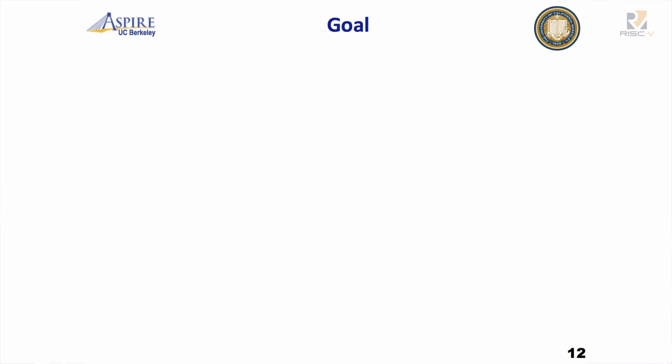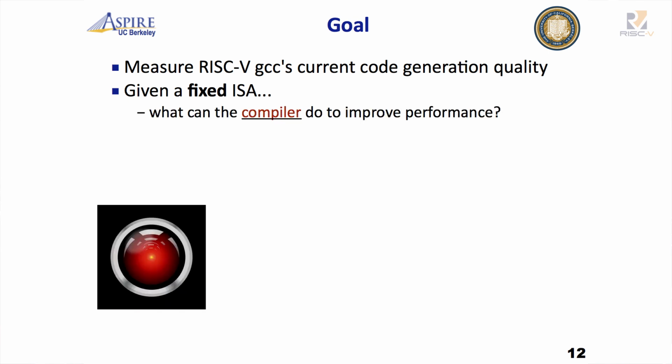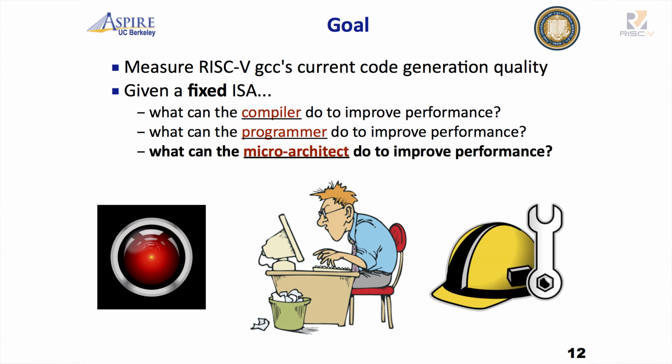So our goal here today is to get a baseline to measure the current GCC quality of the RISC-V port. And once we have this data, there are some other things we can learn. Given that the RISC-V user-level ISA is fixed, what can we do to make the compiler better? Given a fixed user ISA, what can the programmer do to improve their performance? And given a fixed user-level ISA, what can the microarchitect do to improve the performance of the processors? The last one is what I'm going to focus on here.